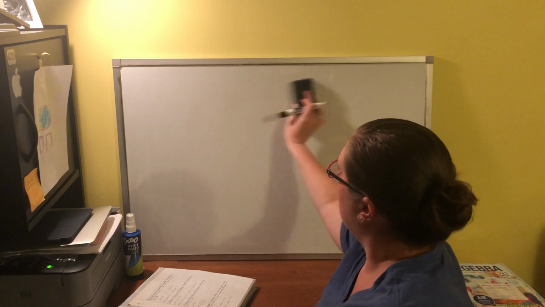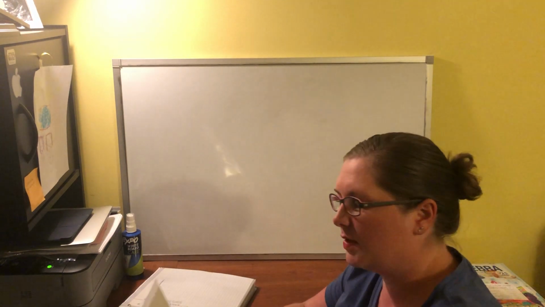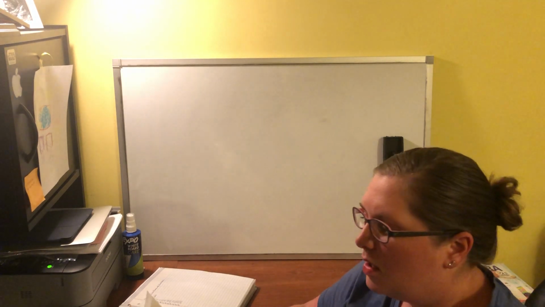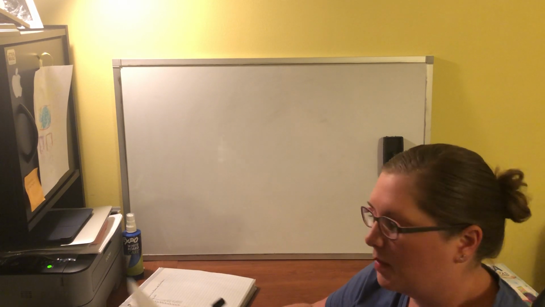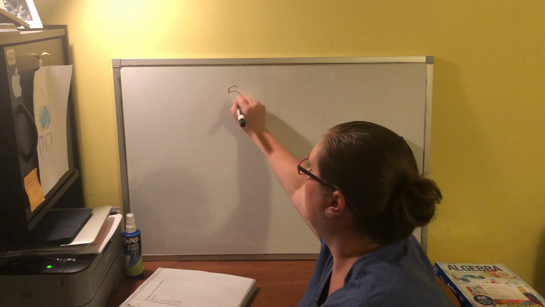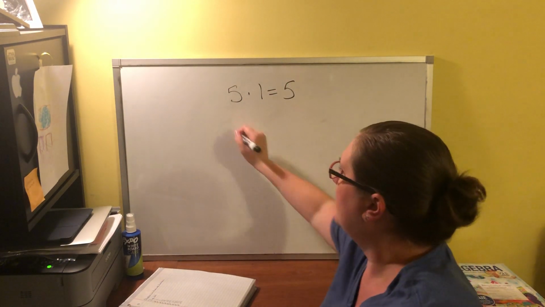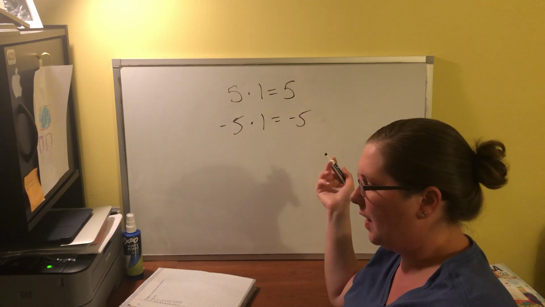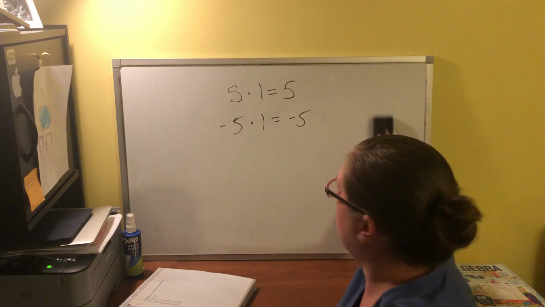Another property that they discuss is called the multiplicative identity property. Basically, this is multiplication of any real number and 1 will result in the same number. So if I multiply 5 times 1, my answer is going to be 5. If I multiply negative 5 times 1, my answer is just going to be negative 5. So whatever I multiply by 1, it's going to be that same result. So that's all that property means.